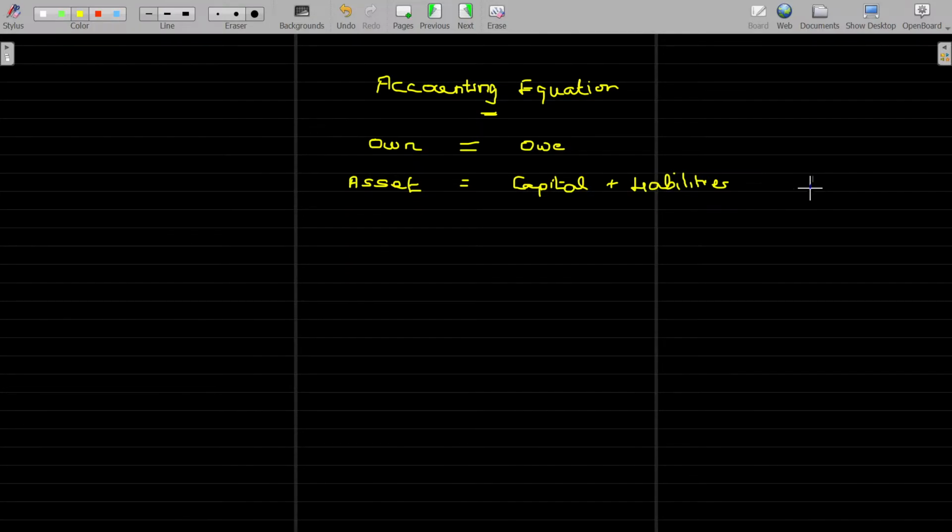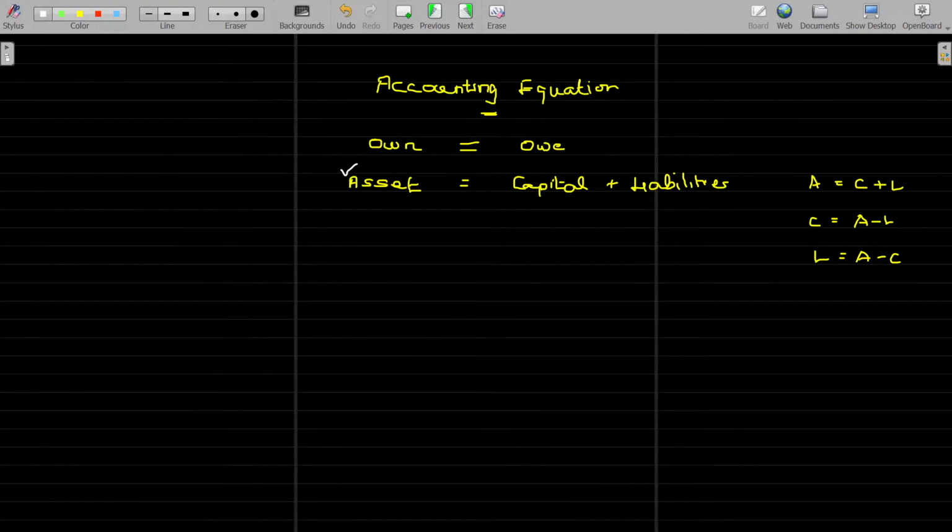So in simple sense, A is nothing but C plus L. Or C, capital, is equal to asset minus liabilities. Or liability is equal to asset minus capital. This is how we can understand the accounting equation. Now let me explain each and every concept in detail.